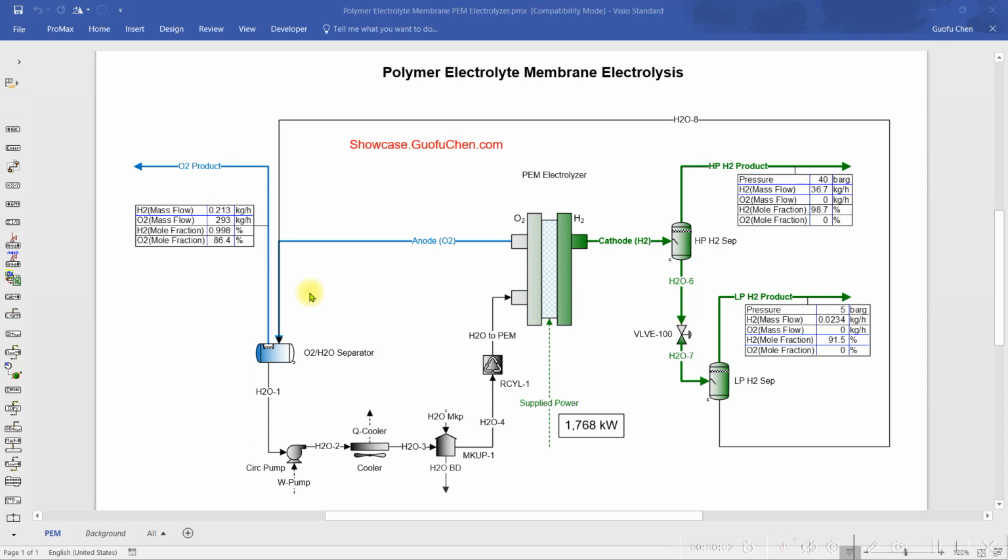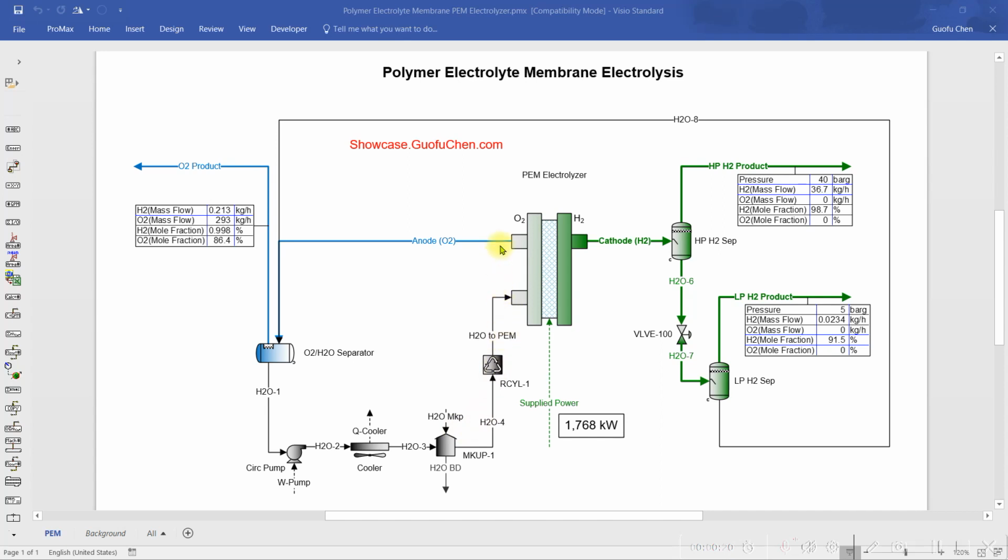Do you ever wonder how a hydrogen electrolyzer works? The idea is to split water into hydrogen and oxygen using electricity. In this diagram, water is fed into the electrolyzer after being pumped and cooled.